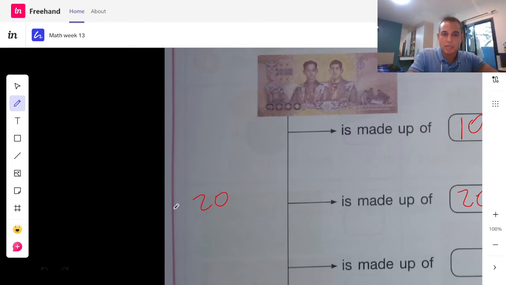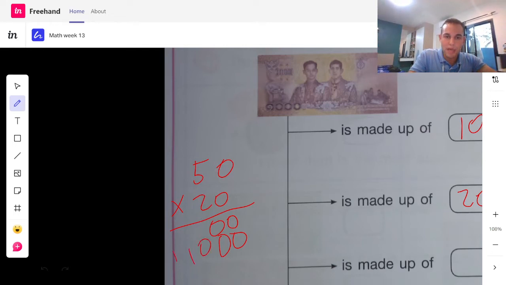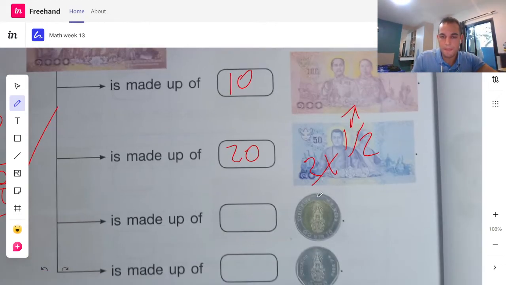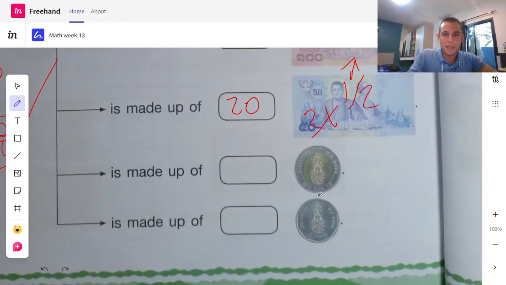20 times 50. Okay, so 0 times 0 is 0. 0 times 5 is 0. Next, we have 2 times 0 is 0. And 2 times 5 is 10. So we have 1,000 baht. That is the correct answer. 20. Now about the tens.